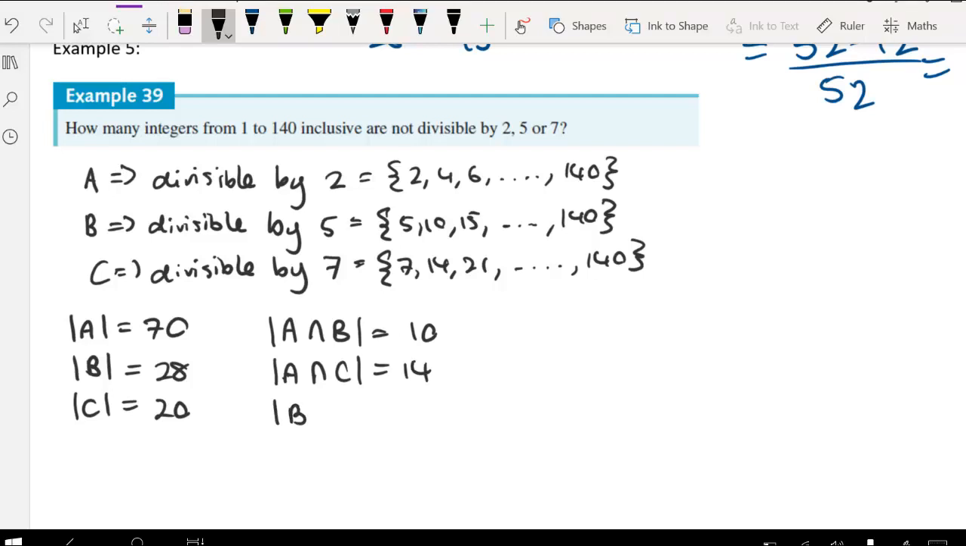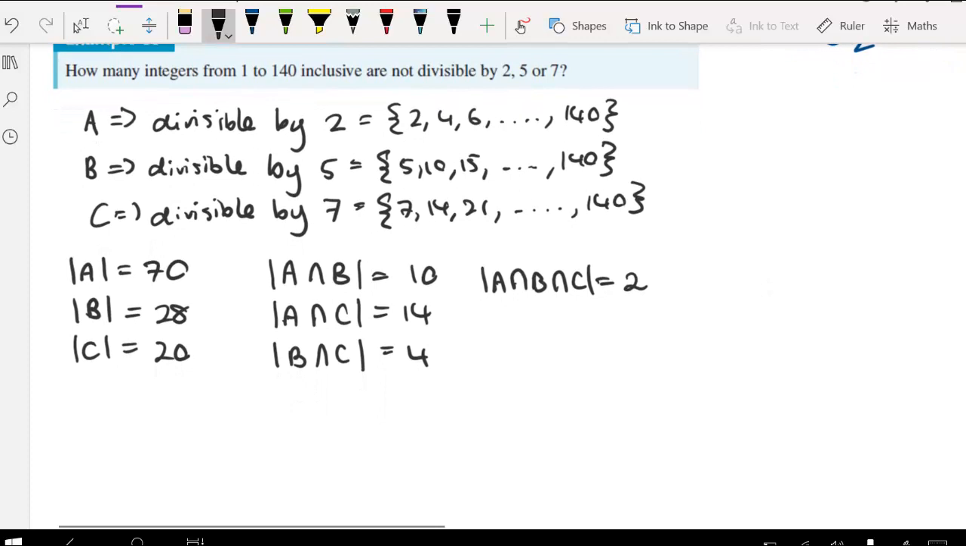And when we look at B and C, it will be 35, 70, 105, and 140, so there's 4 there. Now, how many are divisible by all 3? So A and B and C. It can only be the 70 and the 140. So that means that there's 2.